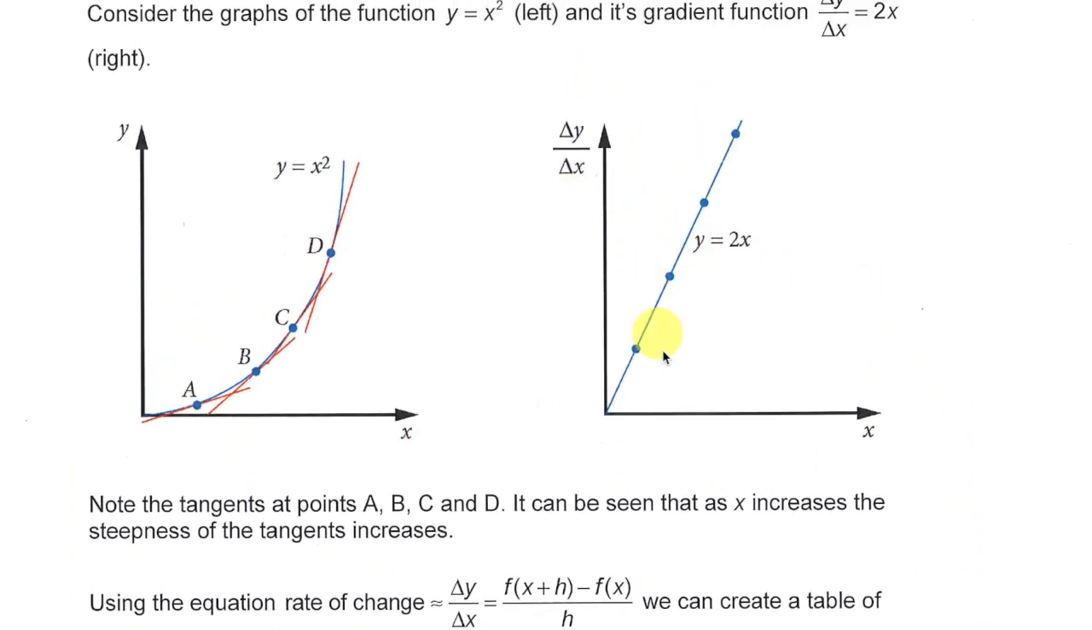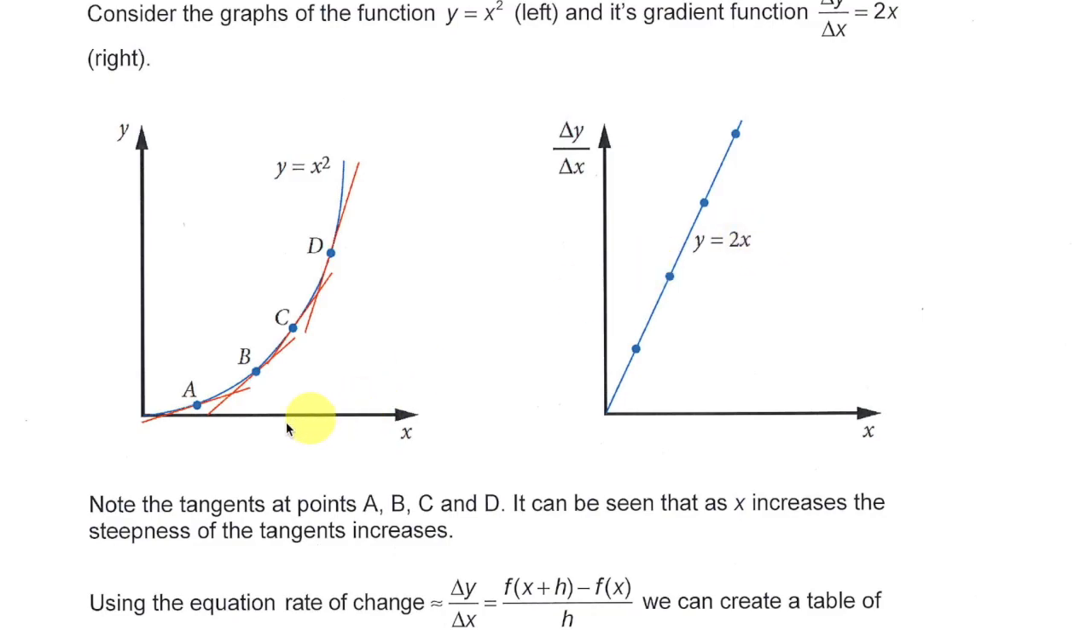And that's shown over here on the right-hand side. So change in y over change of x, that's the gradient. That's x changing. So it can be seen that as x increases, the steepness of this original graph increases, and it's shown here. And it's this format, y equaling 2x. Okay, that's the equation for the gradient function.